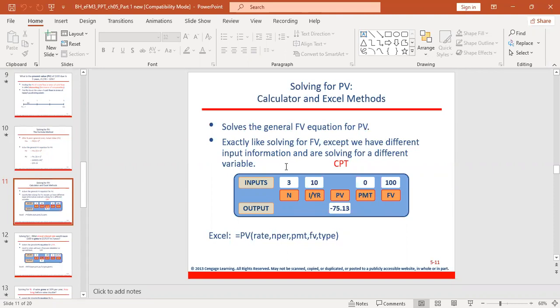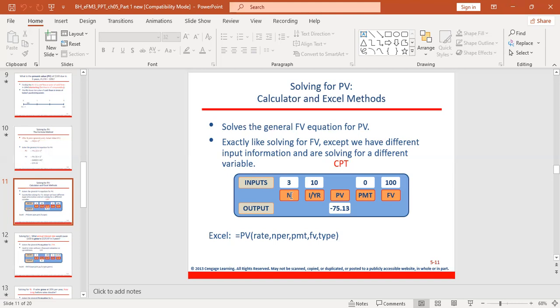Very important, you have to do this. Second function, then you press the FV button. Which means that you're actually clearing the time value of money from the previous calculation. You are clearing the previous calculation. So now you start again.